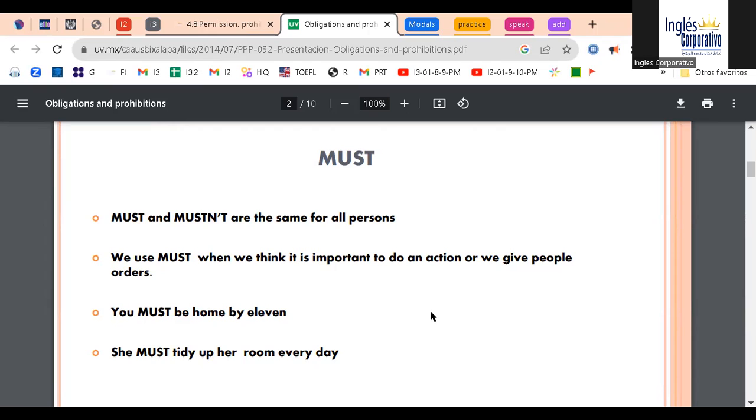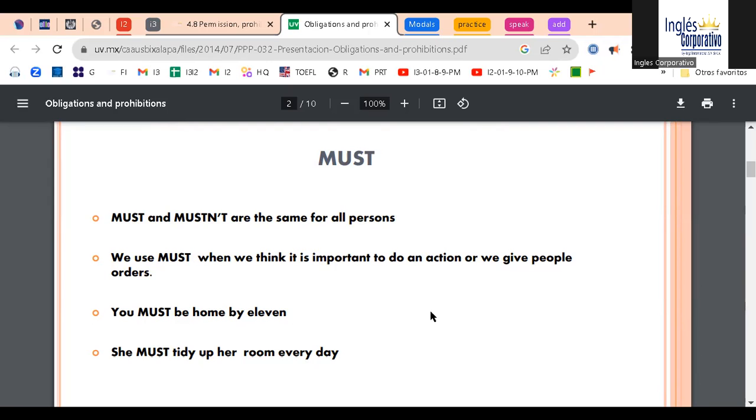Okay, so this is what I was talking about. When you use must, it's because you think that something is important. It's because you think that you have to do something. And besides that, you can also use that in order to give some people orders, right? So you must be home by 11, so that's an order. She must tidy up her room every day, so that's a responsibility, right? Something that you have to do, because it's what you think, right?